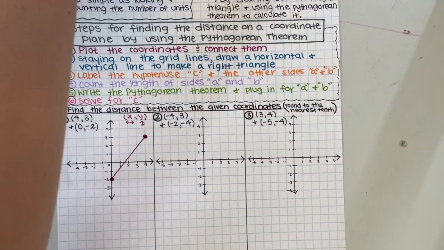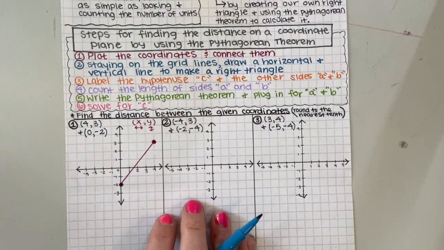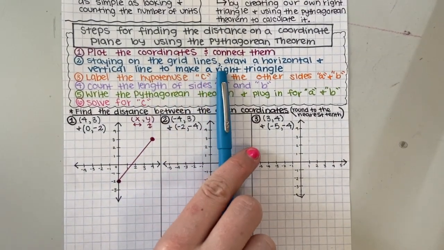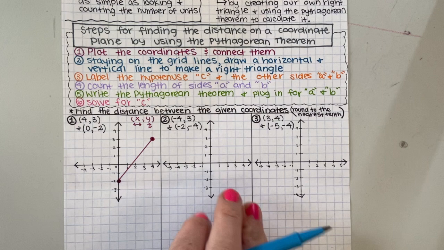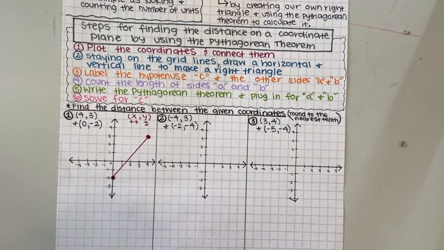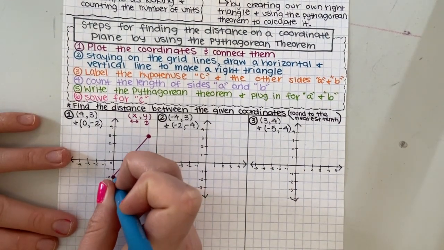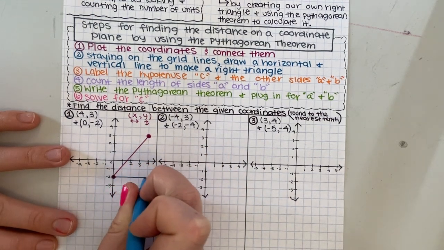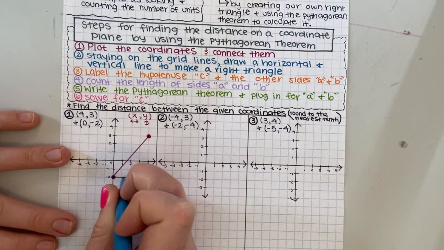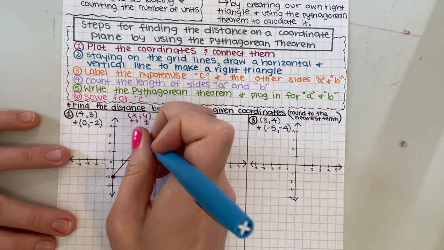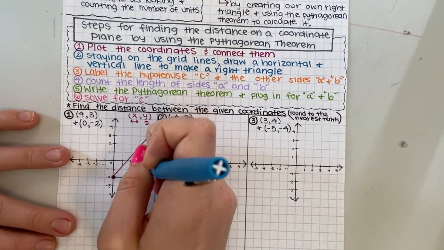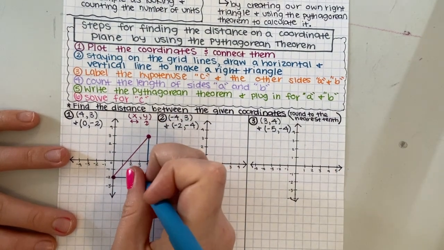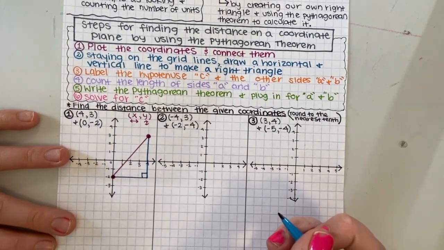My second step is to stay on the grid lines and draw a horizontal and vertical line to make a right triangle. So this is like what we did when we did slope. I'm not going to just draw random lines. I need to follow the grid lines. See how I say exactly on the squares? And I have a right triangle drawn.